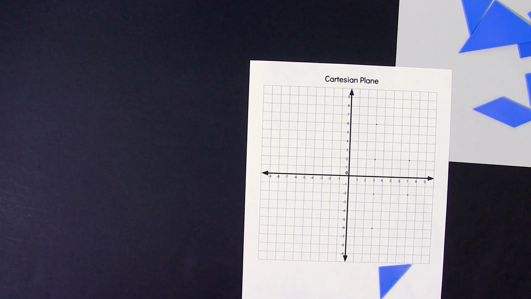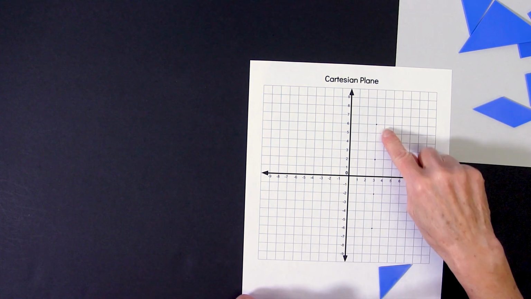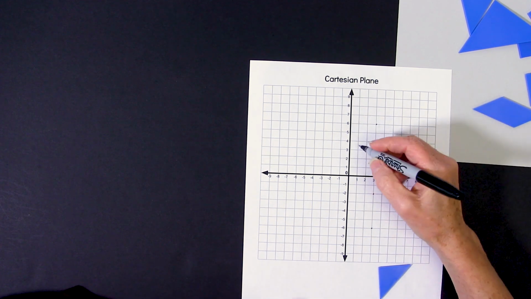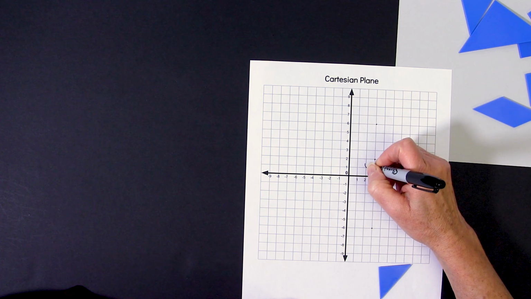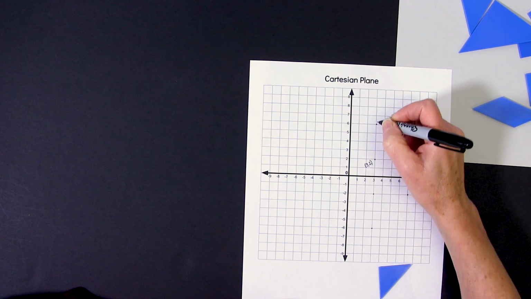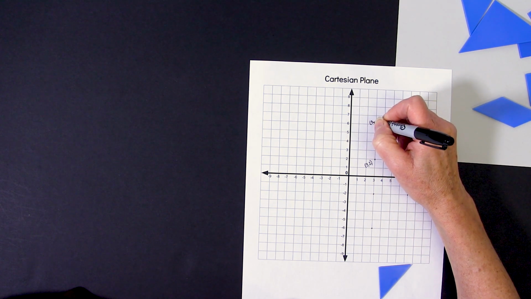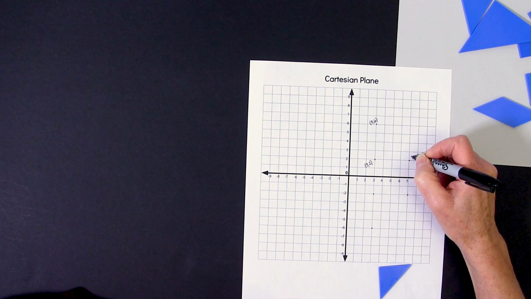Finally, what I'll do is I will label each of the coordinates. I'm going to start with the triangle in its original position, and I see this one is 3, 2. Here I have 3, 6. And here I have 7, 2.